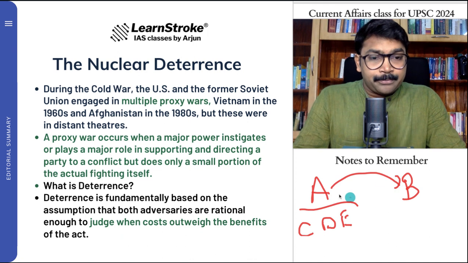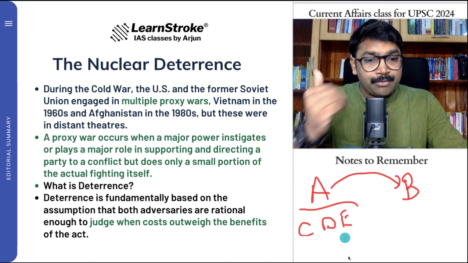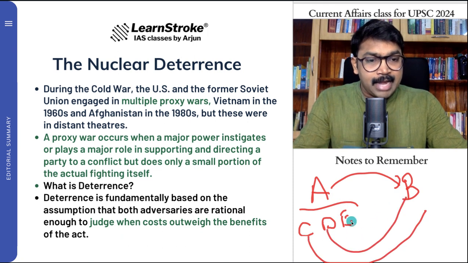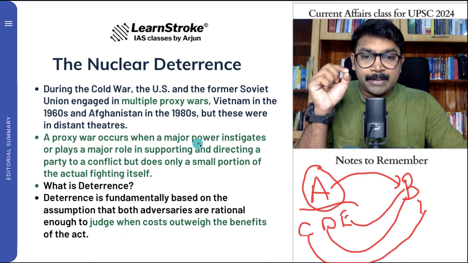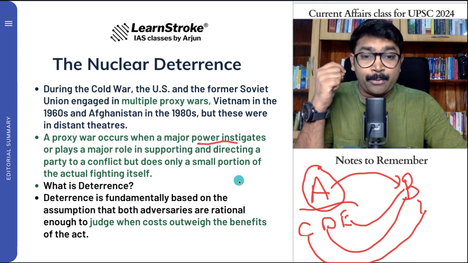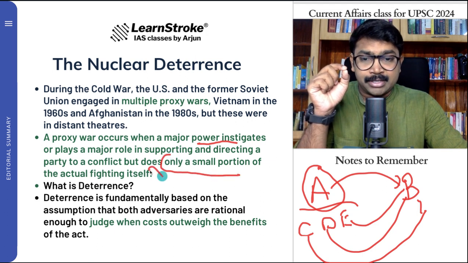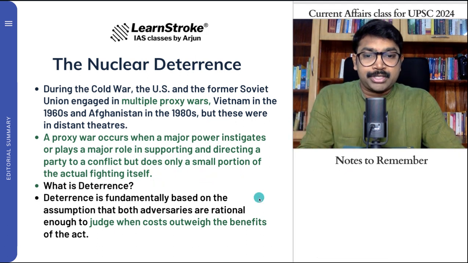What happens is A and B have engaged in war, but A will not directly involve itself in this. The important battles are actually fought between C, D, and E and B. So BE, BD, BC will be the wars, but A will be the main power instigating or controlling it. So proxy war occurs when a major power instigates or plays a major role in supporting and directing a party to a conflict, but, very important, does only a small portion of the actual fighting itself. I think proxy war is also clear.